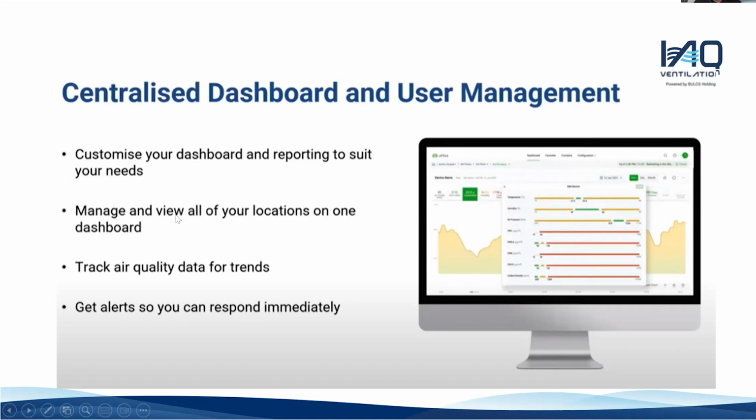You can manage your dashboard in various locations. You can have a lot of them in one location or not. You can track the air quality data and trends, and you can alert and respond immediately. From all these different types of indoor air quality sensors, there are many different types available at the moment. You can have on-demand sensors that only look at carbon dioxide, which most of the AIRAH members may be very familiar with.